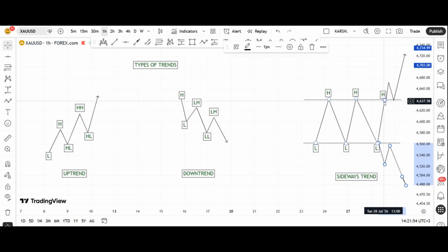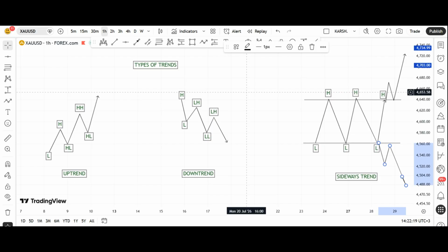Some traders wait for the market to come to this high, and they sell here. They wait for the market to come to this low, and they buy here. But me, I like to stay away from the sideways market. I only trade the two trends that you see here, which are the uptrend and the downtrend. So these are the three types of trends in the forex market: the uptrend, the downtrend, and the sideways.